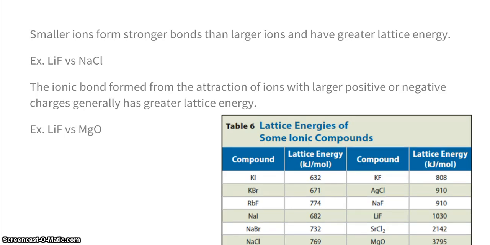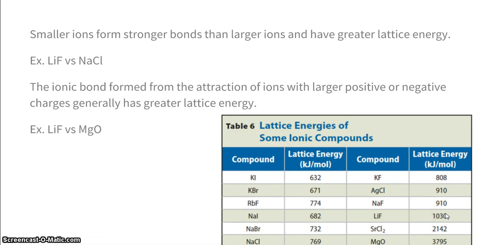Now the second thing that affects the lattice energy is the charges. Ionic bonds formed from the attraction of ions with larger positive or negative charges generally have greater lattice energies. So if we look at, for example, lithium fluoride, lithium is a +1 charge, fluoride is a -1 charge, compared to magnesium oxide, which is a +2 and a -2. If we look at lithium fluoride and magnesium oxide, we can see magnesium oxide is significantly bigger because of the +2 -2 attraction compared to the +1 -1 attraction.